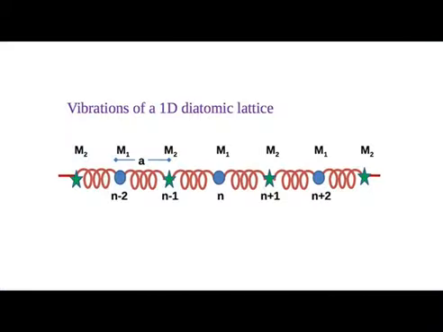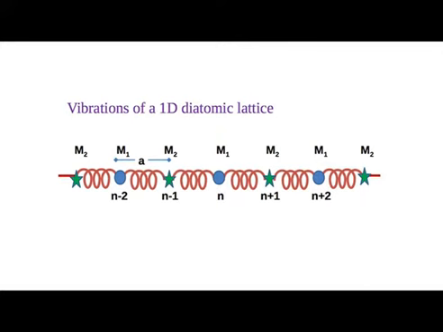Now, that was about the one dimensional monatomic lattice. Now, let us put more atoms into the lattice. We call it a one dimensional diatomic lattice, which means that we are assuming two different kinds of atoms, which we call M1 and M2. So, there are two classes of atoms, M1 and M2. It is like sodium and chlorine, right. So, M1 and M2, two different masses.